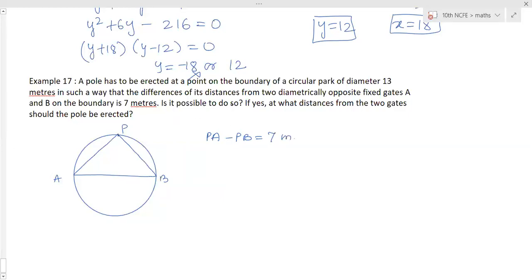Is it possible to do so? Is it possible or not? We have to check. If yes, at what distances from the two gates should the pole be erected? So we have to calculate first whether it is possible or not. Find the relation between these three.